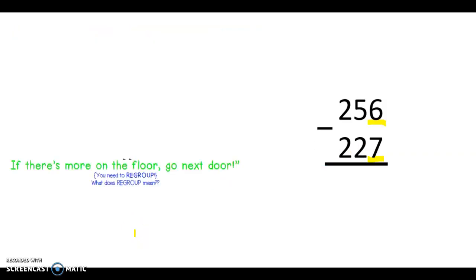Well, when I look at that, I can see that 6 is less than 7, and 7 is more than 6. Well, if there's more on the floor, we have to go next door. 7 is more than 6, so we can't take 7 away from 6. We have to go to the place value next door, which is the tens place, and we're going to borrow a 10 and regroup.